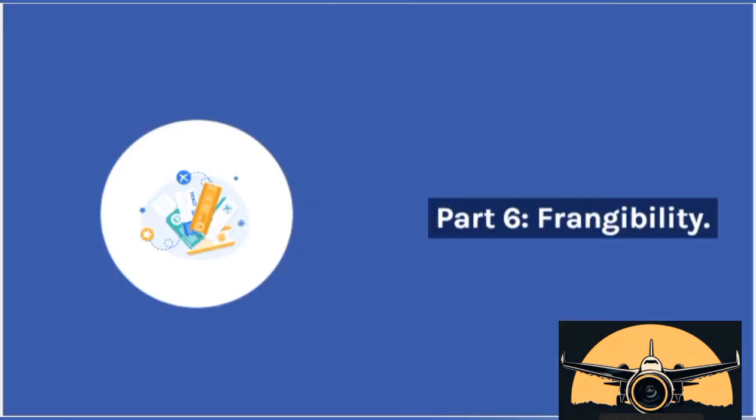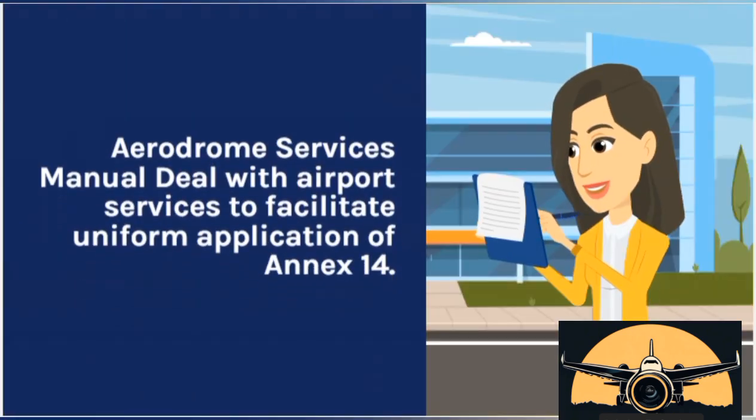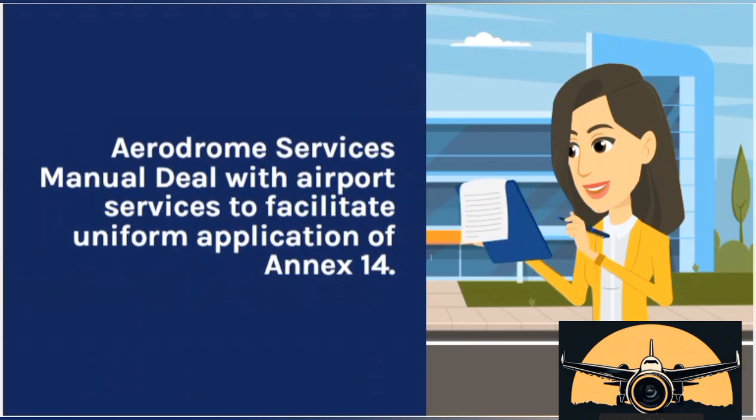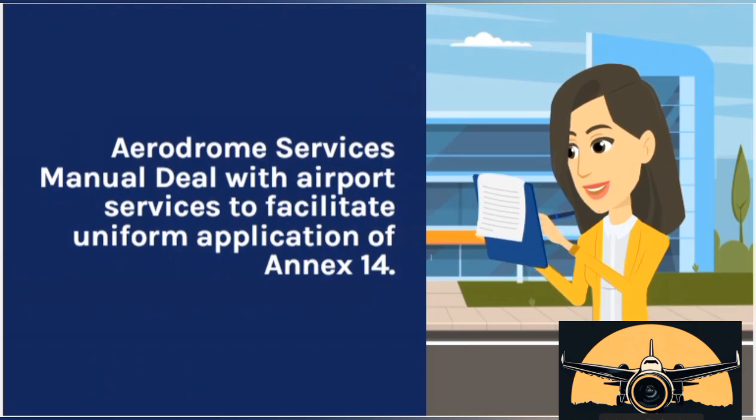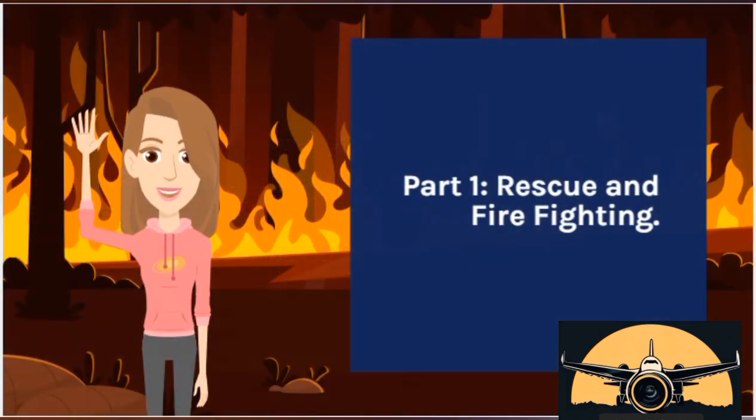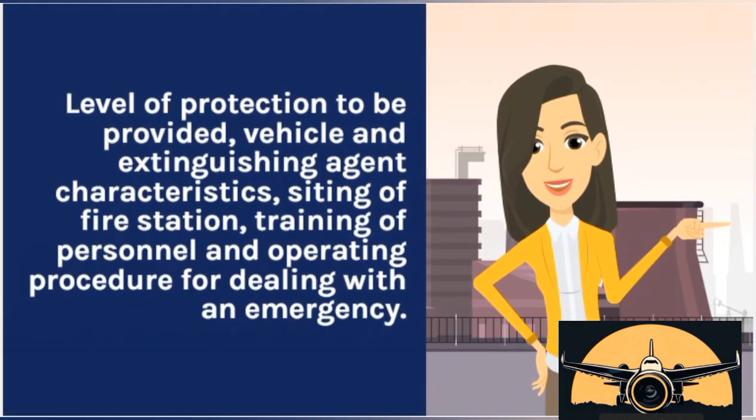Aerodrome Services Manual deals with airport services to facilitate uniform application of Annex 14. Part 1, Rescue and Firefighting. Level of protection to be provided, vehicle and extinguishing agent characteristics, siting of fire station, training of personnel and operating procedure for dealing with an emergency.